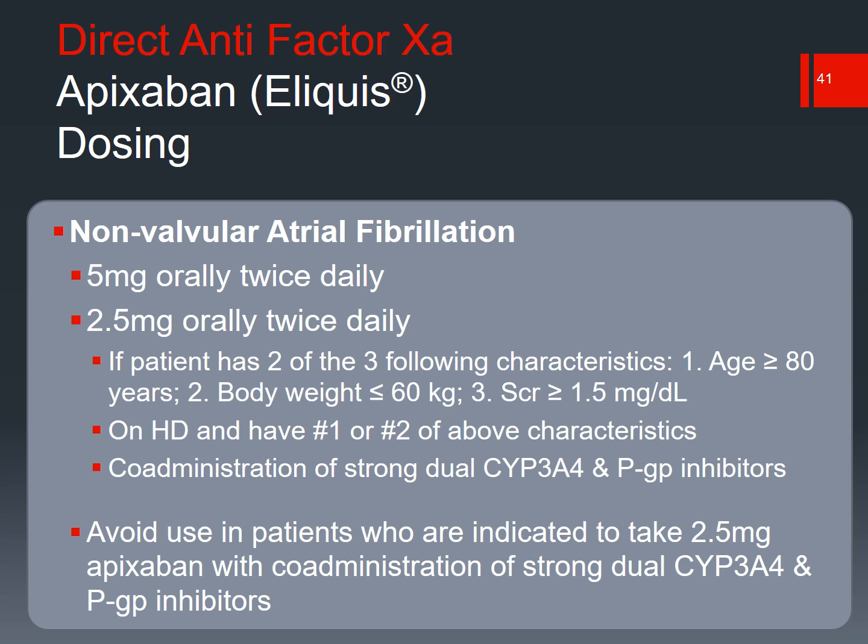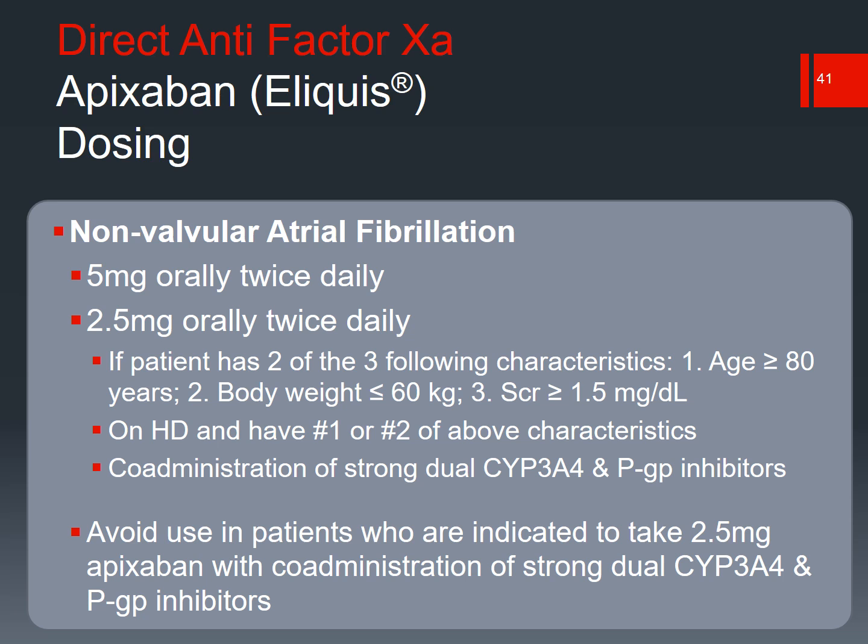We also have a reduced dose of 2.5 milligrams twice daily when patients meet 2 of the 3 criteria listed below. So if patients are over the age of 80, less than 60 kilos, or have a serum creatinine greater than 1.5 milligrams per deciliter, they may be considered to use a reduced dose. If they meet 2 of the 3 criteria, they would reduce the dose. If they meet all 3 criteria, they would be contraindicated from receiving apixaban.